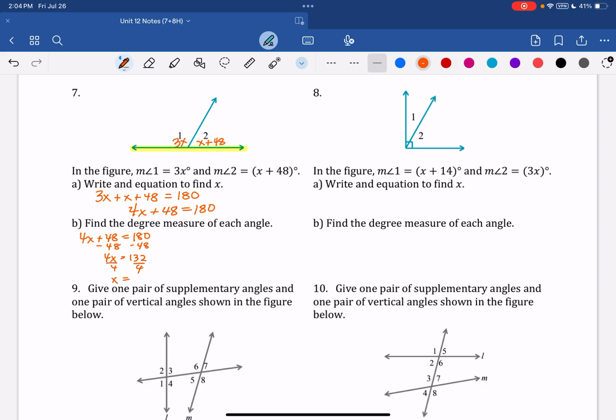x is 33. So then 3 times 33 is 99. So the measure of angle 1 is 99 degrees. And then 33 plus 48 is 81. So the measure of angle 2 is 81 degrees.